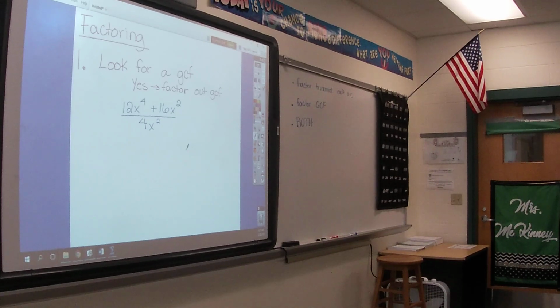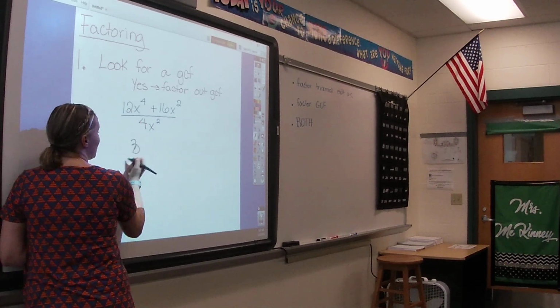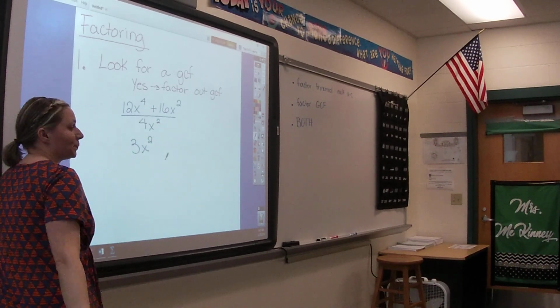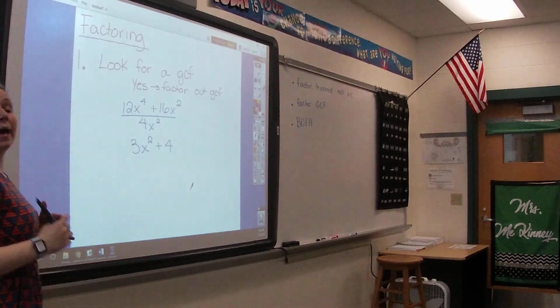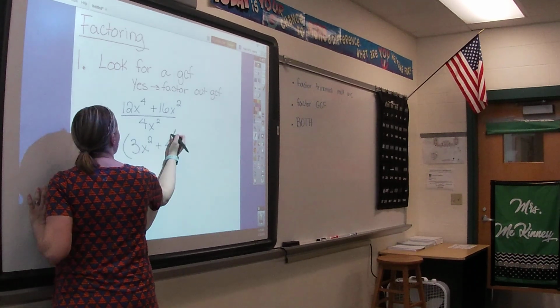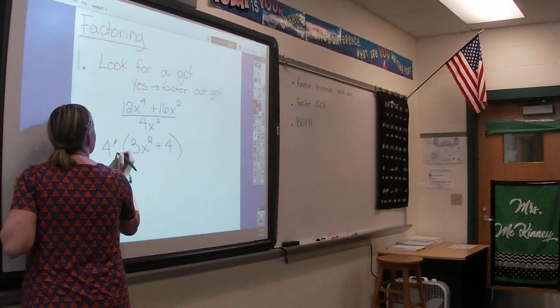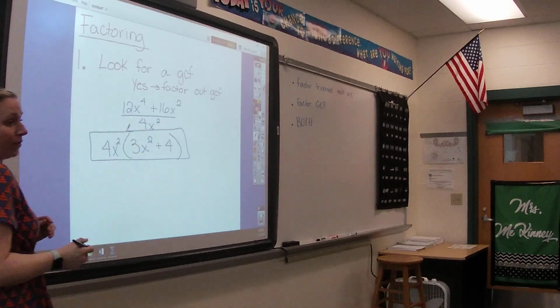To factor it out, we divide. So 12 divided by 4 gives us 3. We subtract the exponents. Anything go into 3 that will also go into 4? No. So we know, well, 1 is our actual answer, but we don't need to do that as a step. And so this would be our answer for factoring out a GCF.